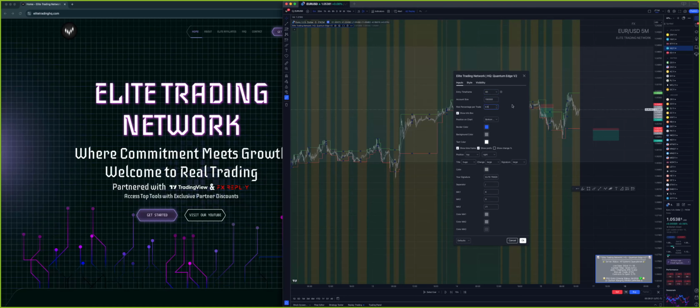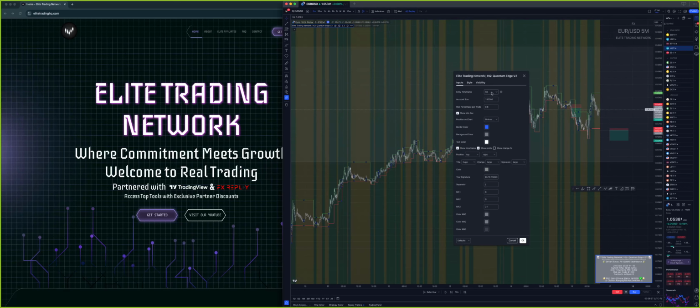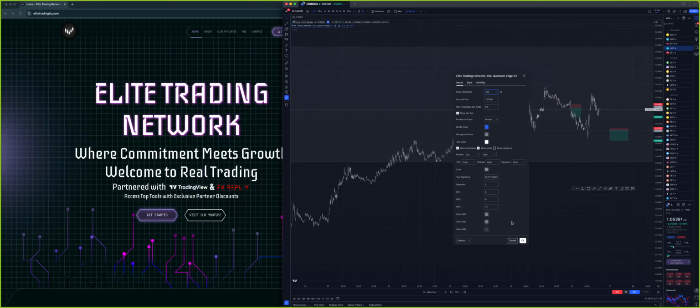But let's say we increase our risk to 0.8. Now we're going to see some more zones get covered. You can increase or decrease to kind of see the changes, but we can increase to whatever time this is. Okay, we won't do that.